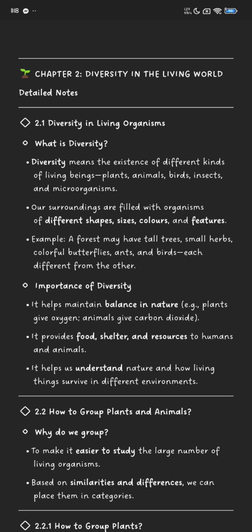Importance of diversity. It helps maintain balance in nature. For example, plants give oxygen, animals give carbon dioxide. It provides food, shelter, and resources to humans and animals. It helps us understand nature and how living things survive in different environments.